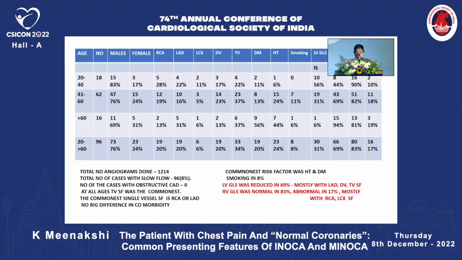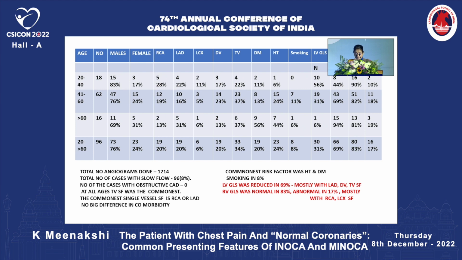So that is why non-invasively it can be assessed by Doppler, but assessment of coronary flow by Doppler is sometimes very difficult. This is a study done by me where out of a total of 1,214 angiograms done, 96, that is 8%, had coronary slow flow. I did not include any patients with obstructive CAD, and I found that slow flow in all three vessels was more common. If it's going to be a single vessel slow flow, it was more of RCA and LAD. There was no big difference in comorbidity. However, the commonest risk factors were hypertension and diabetes, and smoking in 8%.